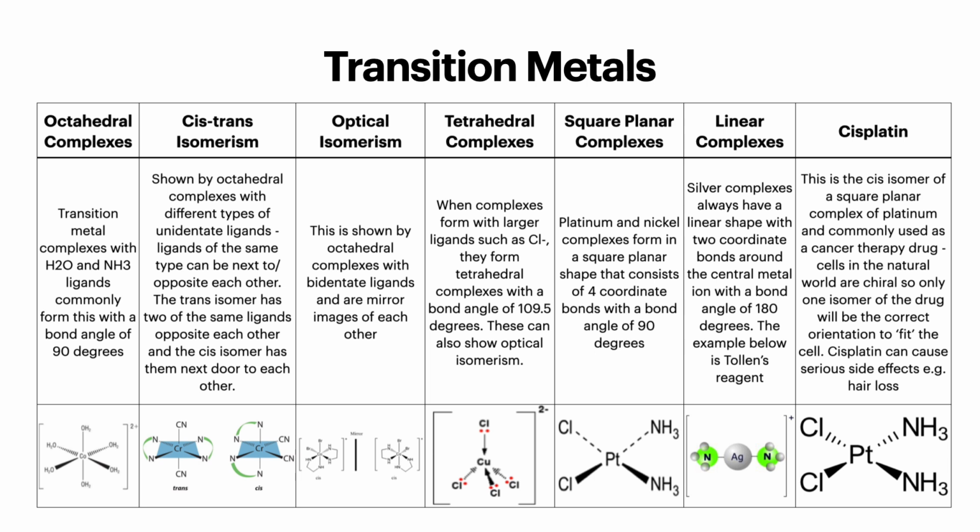Then finally we have cisplatin. So this is the cis isomer of a square planar complex of platinum and commonly used as a cancer therapy drug. So cells in the natural world are known as chiral, so only one isomer of the drug will be the correct orientation to fit the cell. However, cisplatin can cause serious side effects, for example, hair loss, but because of this, it usually tends to be used in small doses to try and avoid these side effects as much as possible.